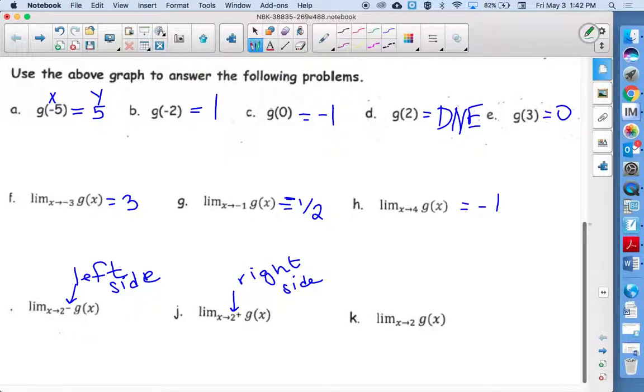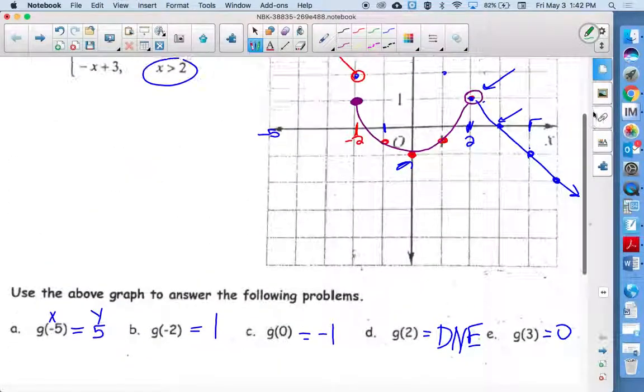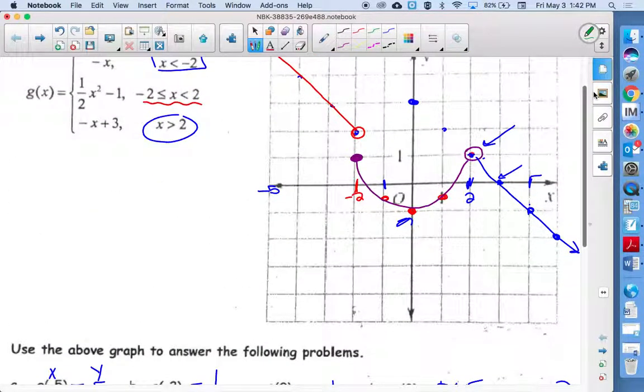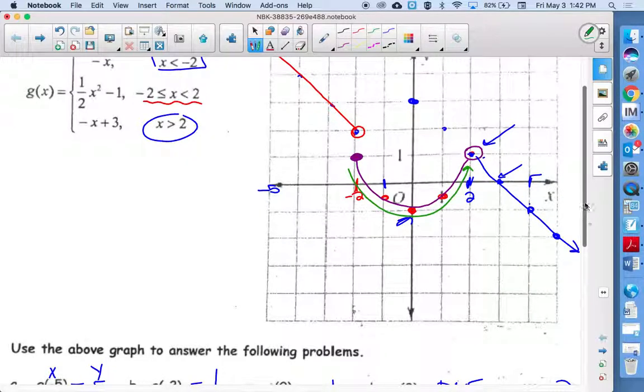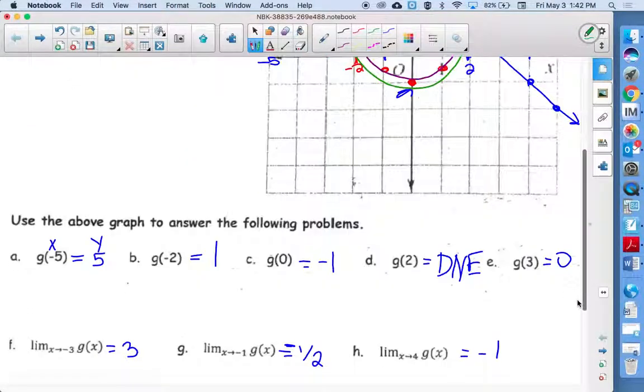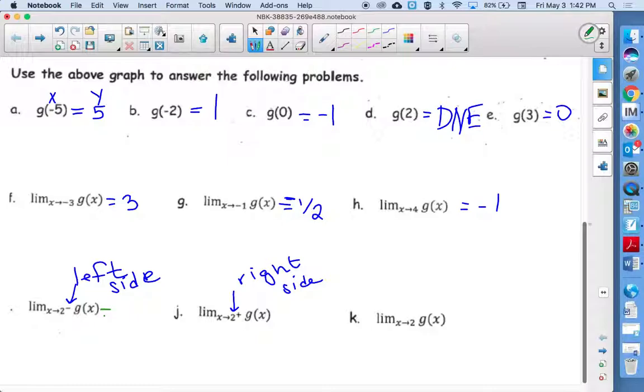So Kate, if we're looking at 2 and the negative side of 2, that's the parabola side. What's the limit go up to? 1. Is that limit reached? No. So the limit is not reached. It's just the value of 1. It's okay that there's an open circle there. It's going to get really close to it. That's what a limit means.